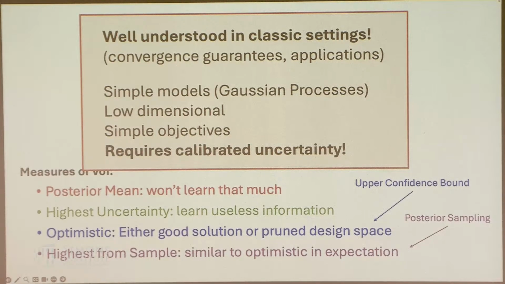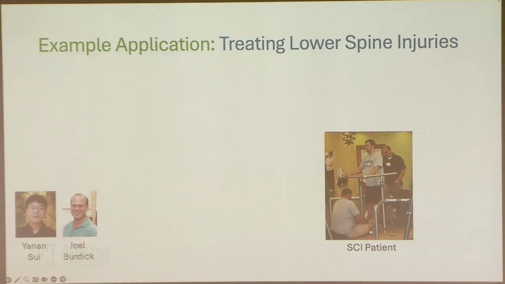And all of this is sort of built on the fact that we have calibrated uncertainty. So our Gaussian process provides a calibrated uncertainty and a calibrated Bayesian prior of what we might expect. And then we build up from that to have convergence guarantees, clean algorithms, and usefulness in certain applications. And so one example of such a simple application, at least in terms of the way I framed simple, is this application I worked on about 6-7 years ago now on treating lower spine injuries.